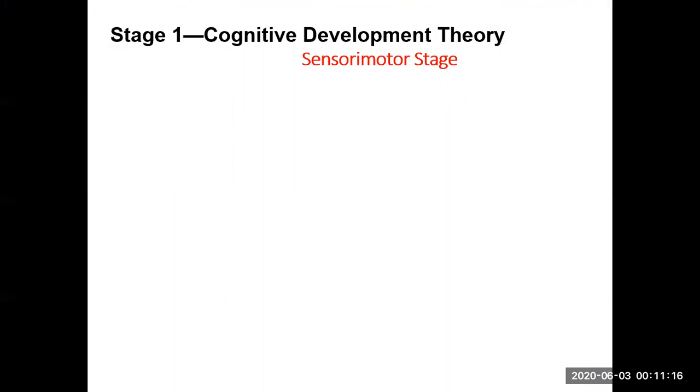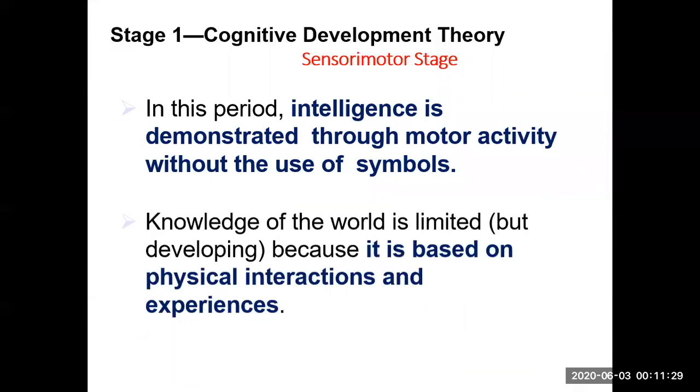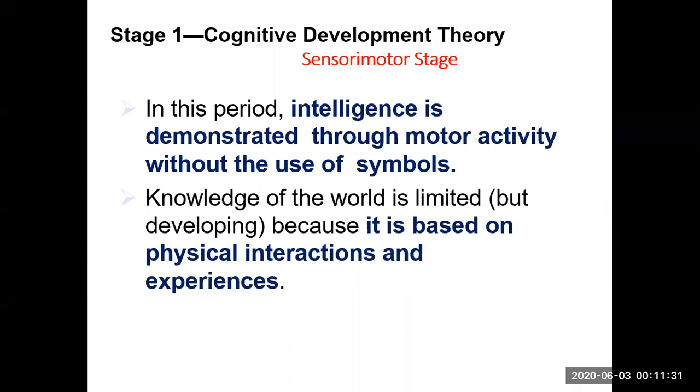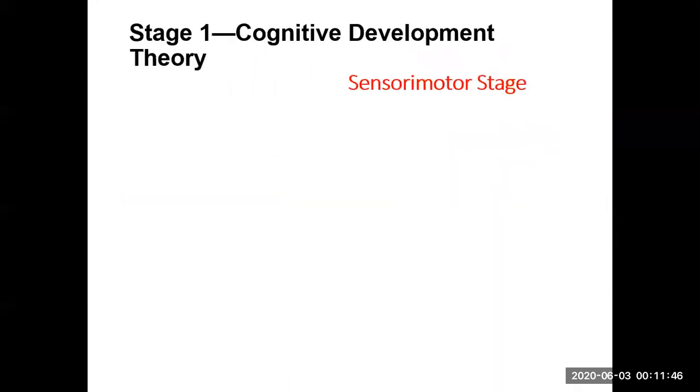Piaget divided the whole cognitive development from infancy to adult into 4 stages. The first stage is the sensory motor stage. So, what happens in this stage? In this period, intelligence is demonstrated through motor activity without the use of symbols. The knowledge of the world is limited and based on different physical interactions, and some symbolic abilities are developed at the end of this stage.